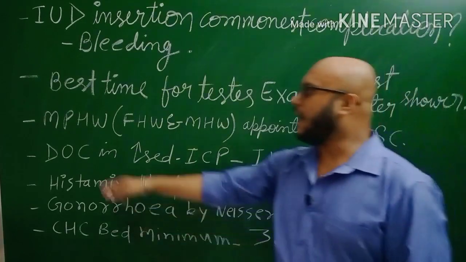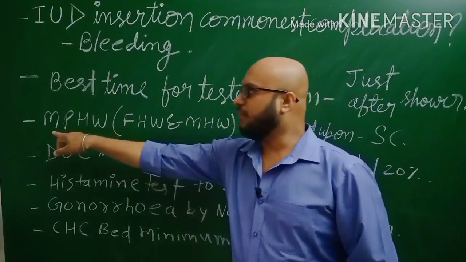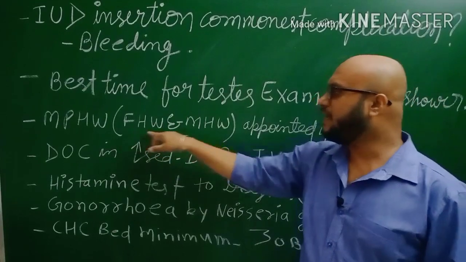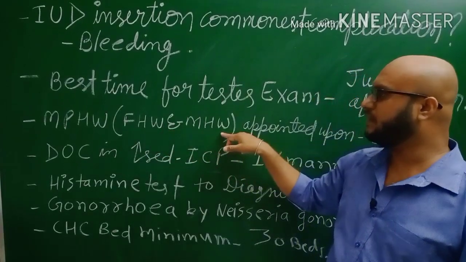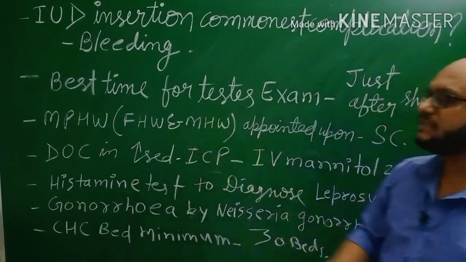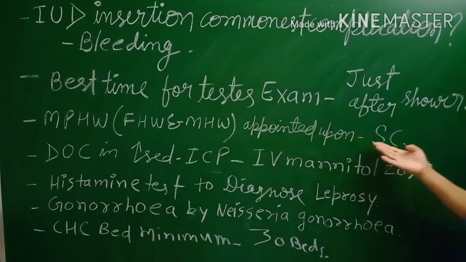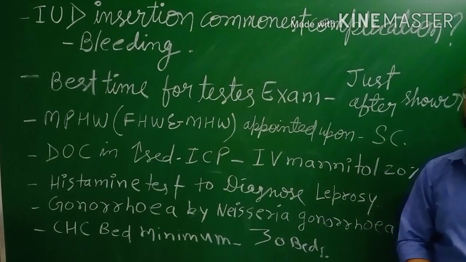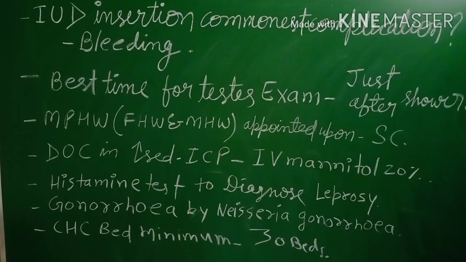Next is MPHW, multi-purpose health workers. Example, female health worker and male health worker. These multi-purpose health workers are appointed at the sub-center. As we all know, a sub-center is opened for a population of 3000 to 5000: 3000 population in hilly areas, 5000 population in plain areas.